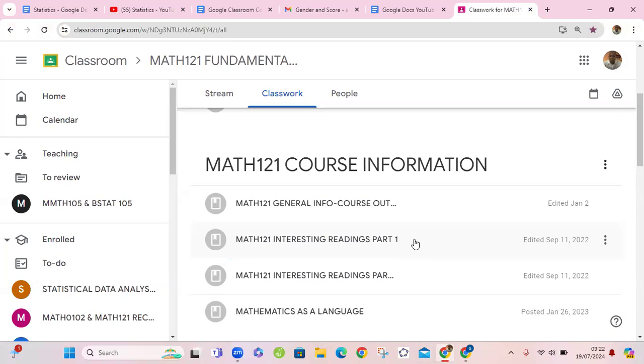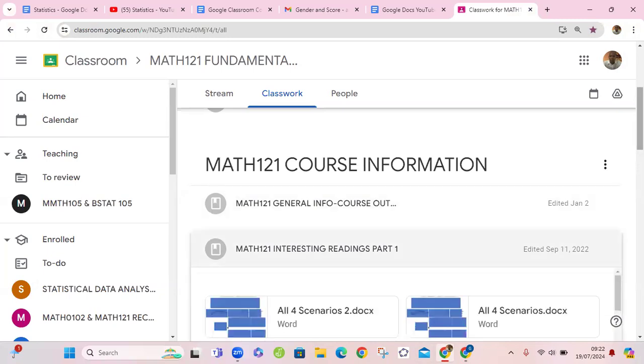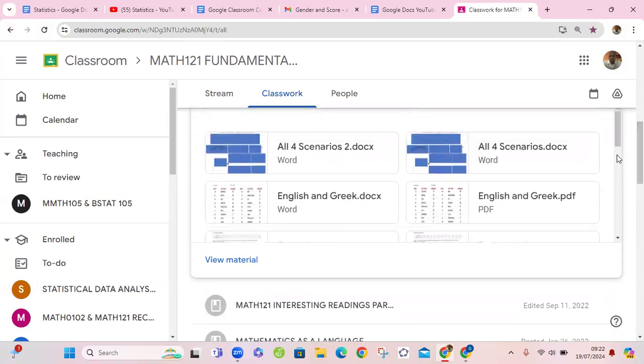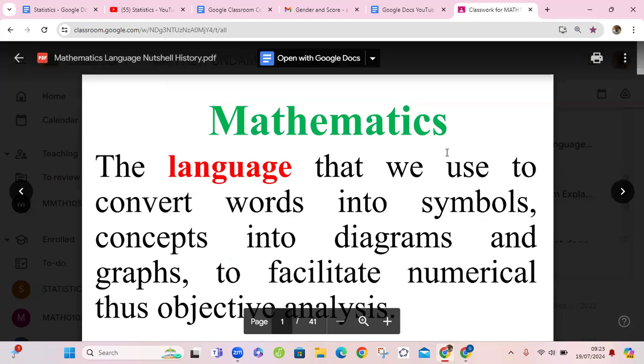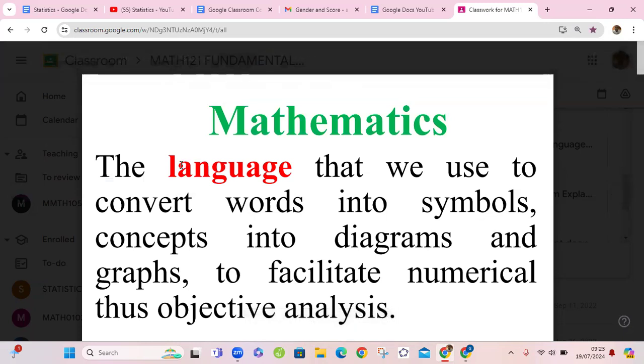You have part 1 and part 2. And you scroll down here. And here you go to mathematics language. Here it is. And here you get a definition of mathematics according to this course. Mathematics, the language that we use to convert words into symbols, concepts into diagrams and graphs to facilitate numerical, thus objective analysis. So you can use this as a definition of mathematics.